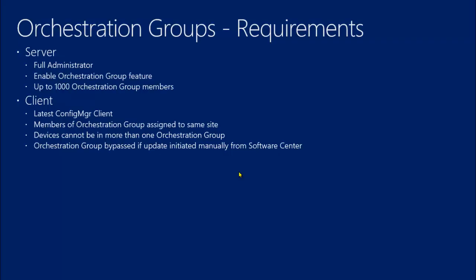Devices cannot be in more than one orchestration group. They have to be unique in orchestration groups, right? That kind of makes sense based on the kind of function we're talking about. And then you just know the orchestration group process is a process that only gets fired if the software updates are initiated according to their schedule, right? If you have an administrator that goes into Software Center and manually initiates a software update from there, the orchestration group process will be bypassed.